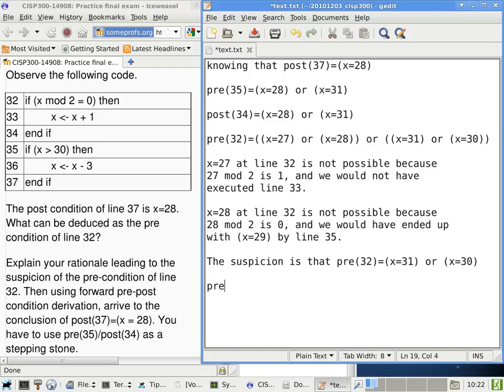In this case, you have to go to pre-33 first. Pre-33 is pre-32 and x mod 2 equals 0. Okay? So in this case, if you expand it, it becomes x equals 31 or x equals 30, and then the whole thing, and x mod 2 equals 0. Right? You can simplify this at this point and just say that x has to be 31.